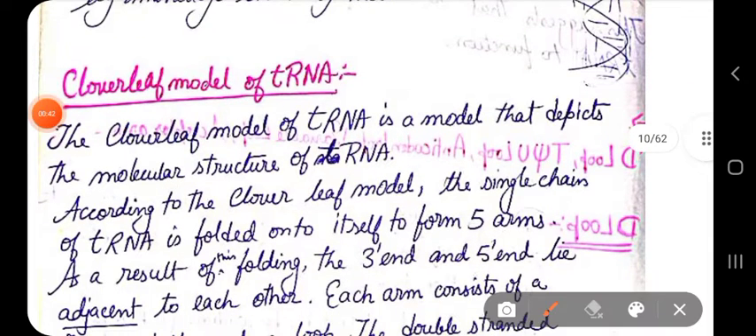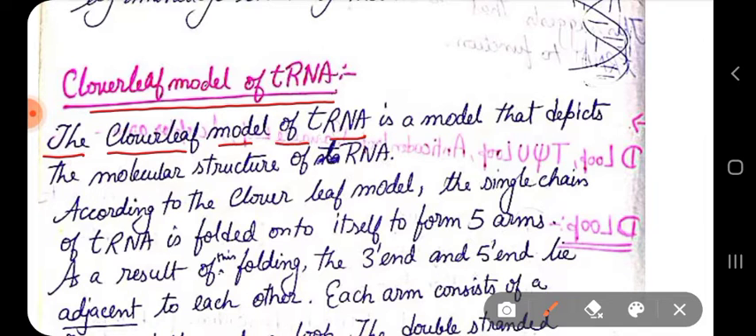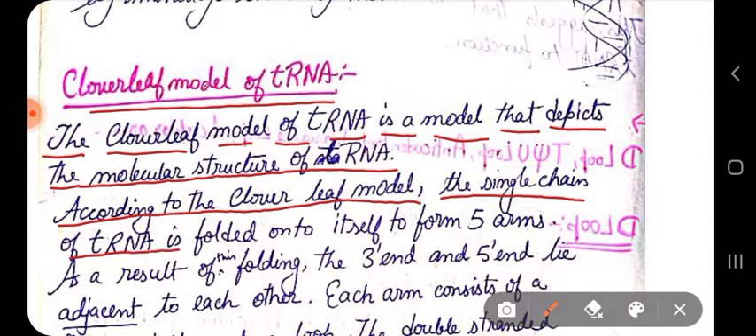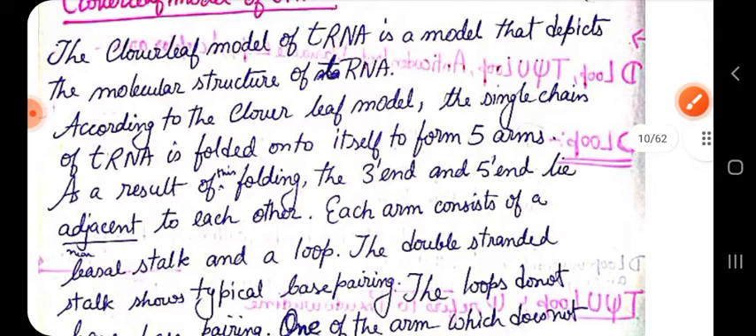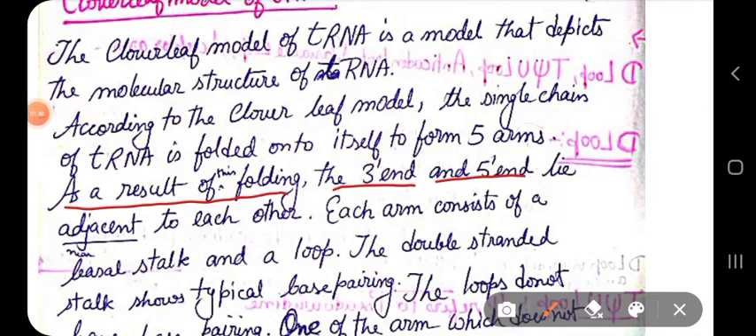Okay. So now, the cloverleaf model of tRNA. The cloverleaf model is a model that depicts the molecular structure of tRNA. The structure of tRNA looks like a clover leaf, and according to the cloverleaf model, the single chain of tRNA is folded onto itself to form 5 arms. So tRNA is normally single stranded. Usually all RNA are single stranded, but there are some self complementary regions which lead to folding of the tRNA, and that's why tRNA is folded onto itself to form 5 different arms.